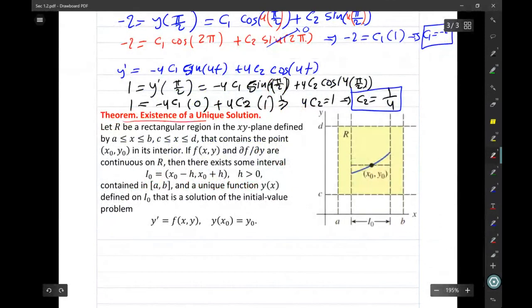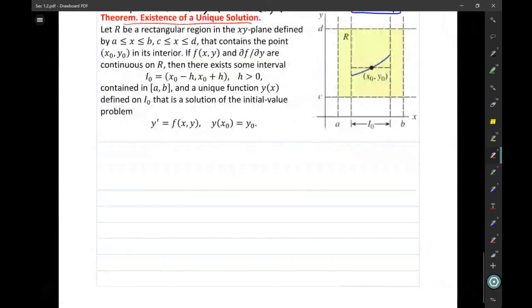This theorem of existence, I don't care about it because we're just teaching this for math students. It's not required from you.